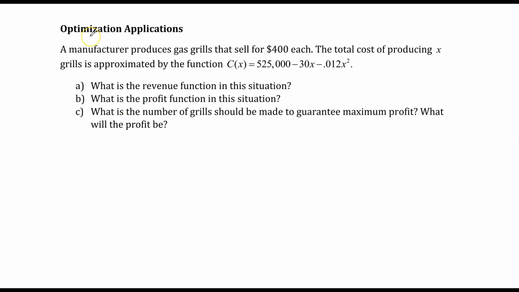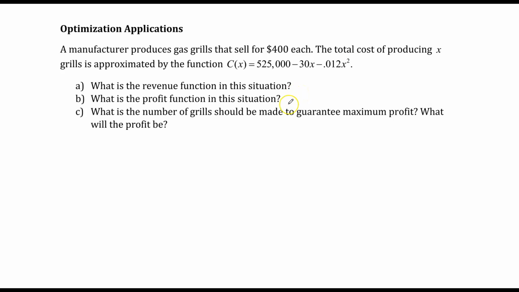For this lesson, we will discuss optimization applications. Consider the following problem. A manufacturer produces gas grills that sell for $400 each. The total cost of producing X grills is approximated by the function here. What is the revenue function in this situation?